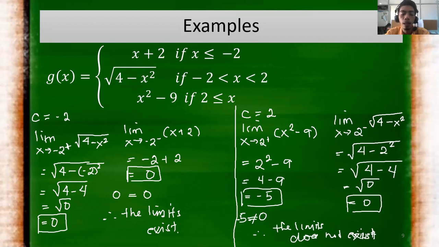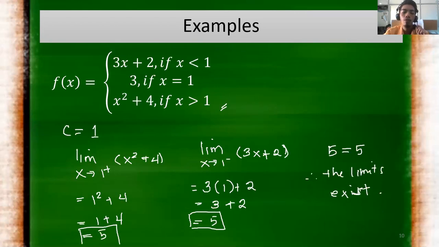Now, in example number 4 naman, sa first value of c natin na negative 2, ang right hand limit at saka left hand limit ay parehas na 0 na nag-equal, which indicates that the limits exist. Doon naman sa c is equal to 2, kasi nga yun yung isa pang value ng c natin. So, kinumpute natin yung right hand, nakuha natin negative 5. Kinumpute natin yung left hand, nakuha natin ay 0. They are not equal and therefore the limits does not exist.